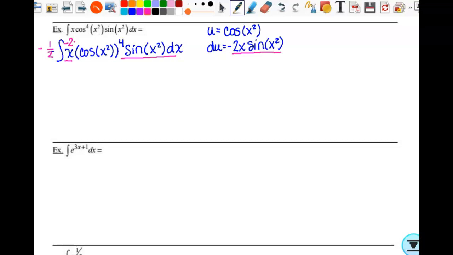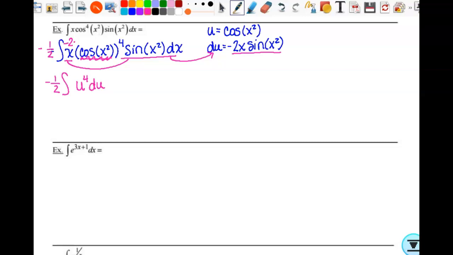Make sense? All right, so then I underlined, so instead of rewriting it, which again is fine, I just underlined everything that made the du for me. So make sure I have all that. So I got negative 1/2 times the integral of, so this is my, oh, I just underlined that too. That is my u, so it's going to be u to the 4th, and then du. Everything else is my du.